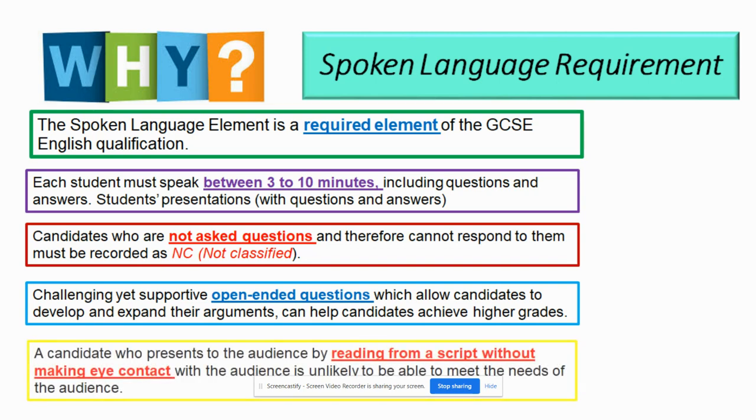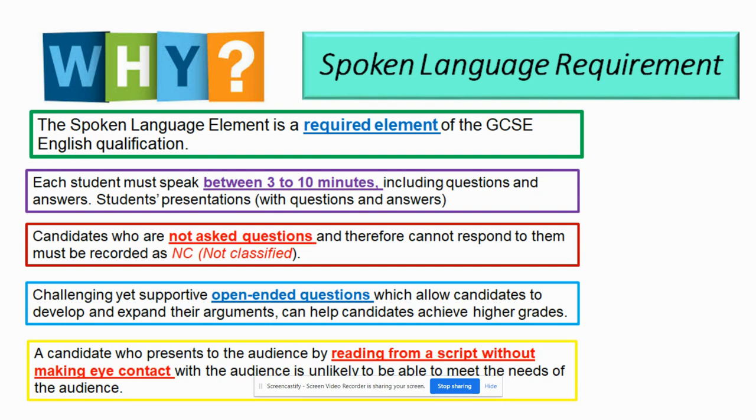So this one is about not reading from a script. If you present to the audience with a script, then you're unlikely to meet any of the criteria. It does say in the criteria that you have to engage the audience. So if you're looking down all the time and not making any eye contact, that does mean, unfortunately, you will fail. So you need to make sure that you're not just reading from a script.